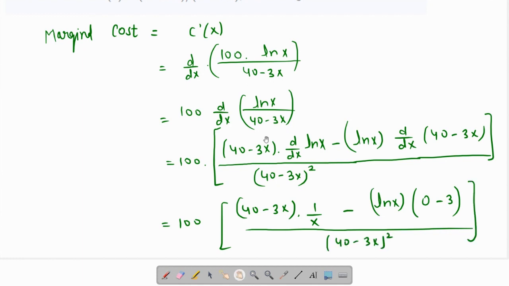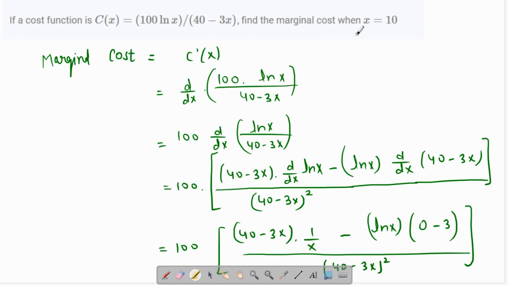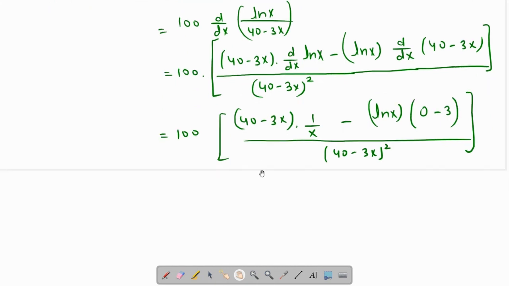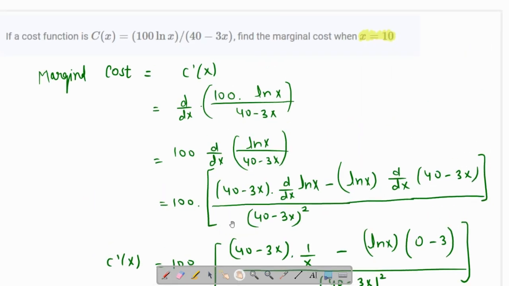So I think it's a good time that we can replace x by 10, because we need to find the marginal cost at x equal to 10. So that's what I'm going to do over here. We have C dash x as this value. So C dash at x equal to 10.